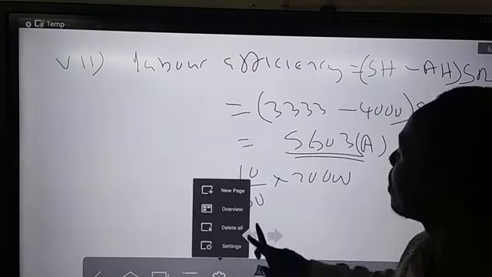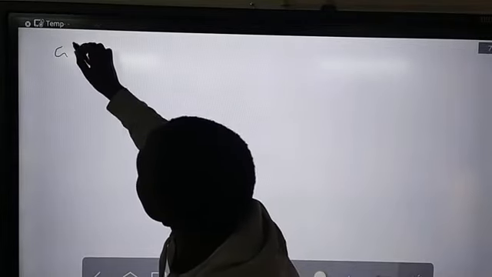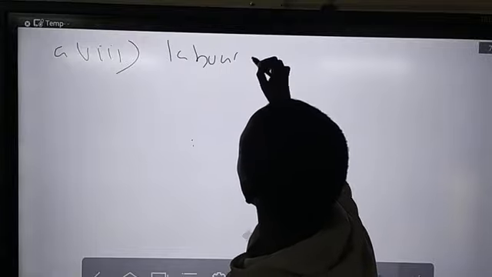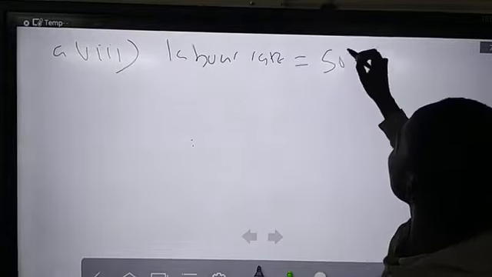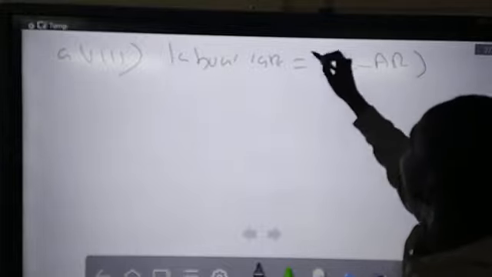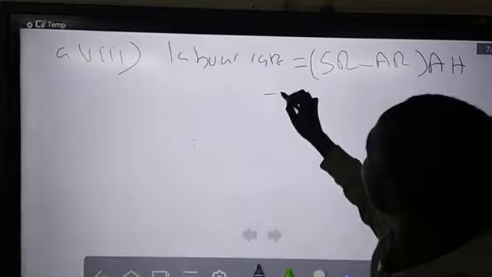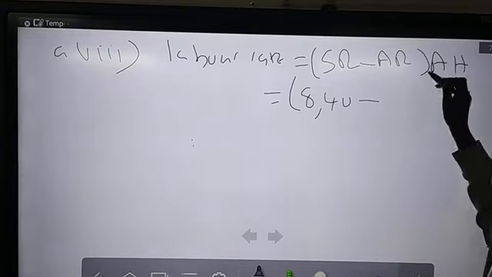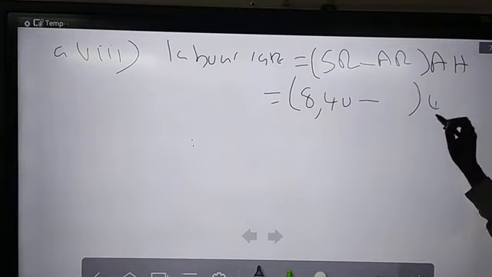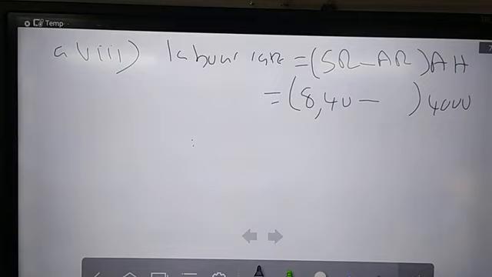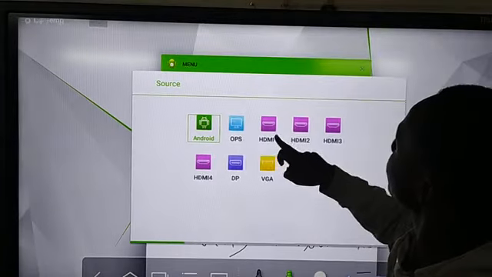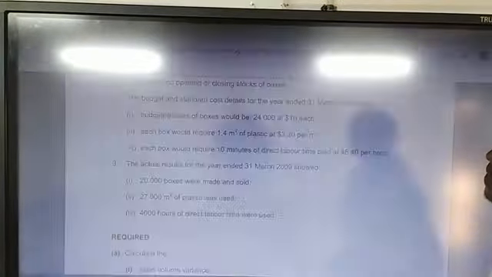Next one, they want us to calculate the labor rate, direct labor rate. The formula is standard rate minus actual rate, then we have actual hours. So we are substituting now, we have just used the standard rate minus actual rate, we are going to bring it down. The actual hours, we know them already, that it's 4,000. So let's go check our actual rate, okay? Let's go back to the source, to the question. What's our actual rate?